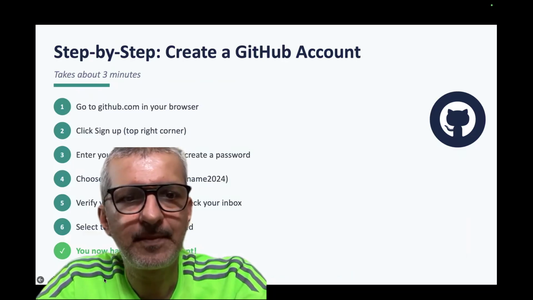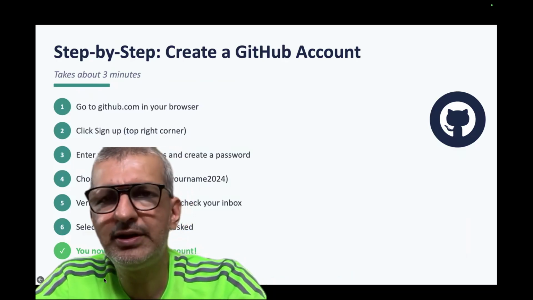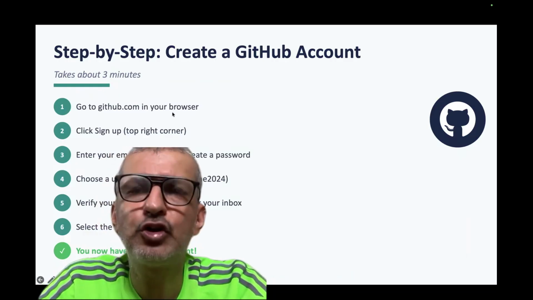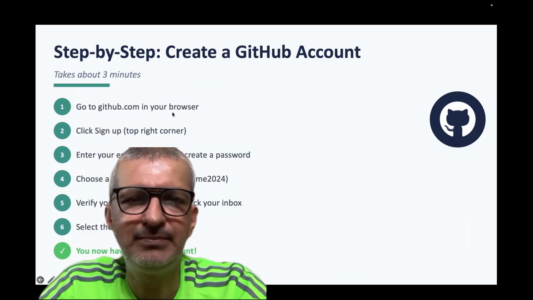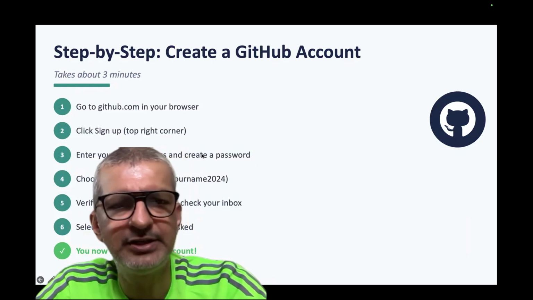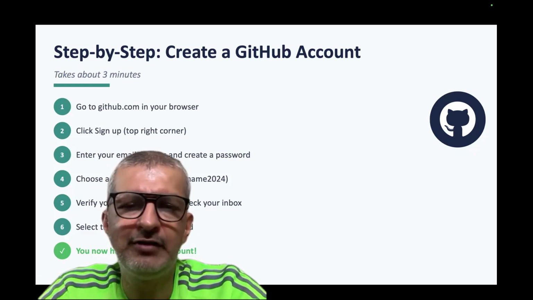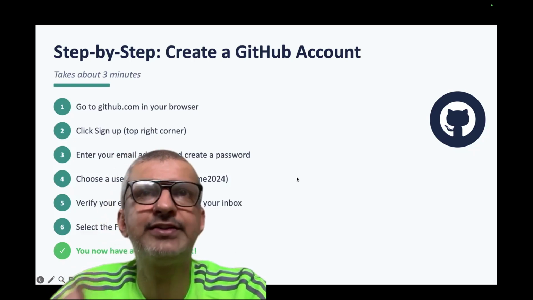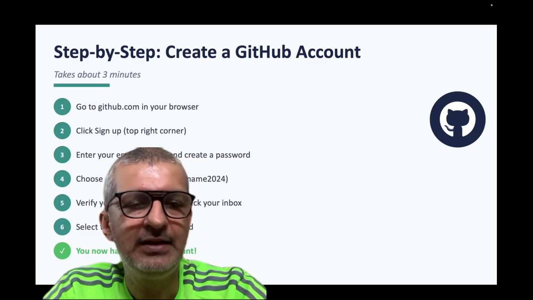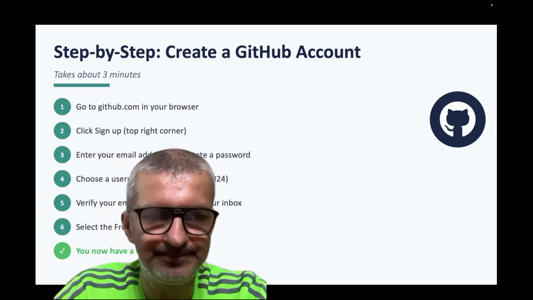Next is how you create a GitHub account, and then you need to create a repository. Go to github.com in your browser and click sign up. I hope that you already signed up. Enter your email address and create a password. Choose a username. It should be your name mostly, or whatever you want to give. Verify your email address, check your inbox, and then select the free plan when asked. Now you know how to create an account, so you now have a GitHub account.